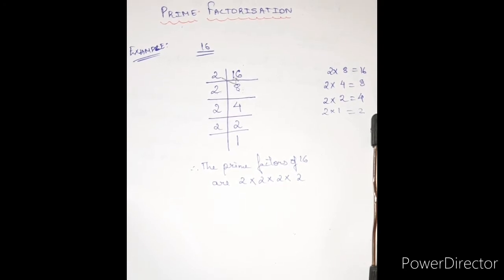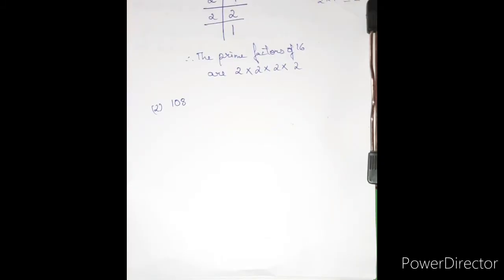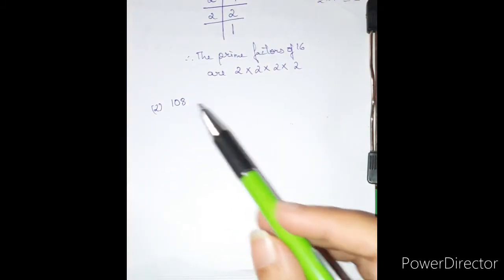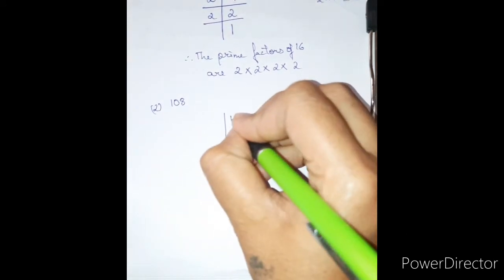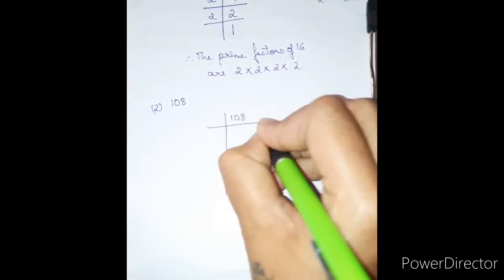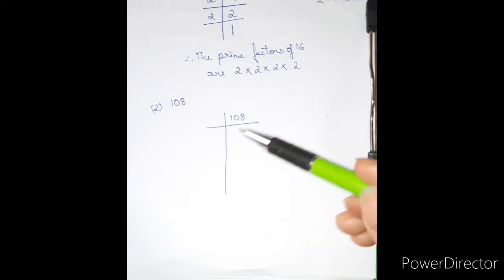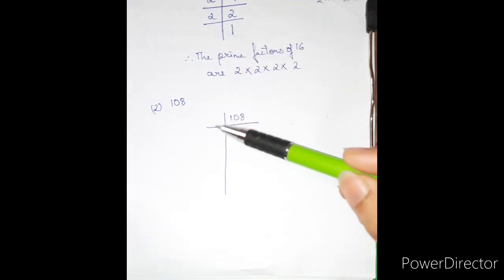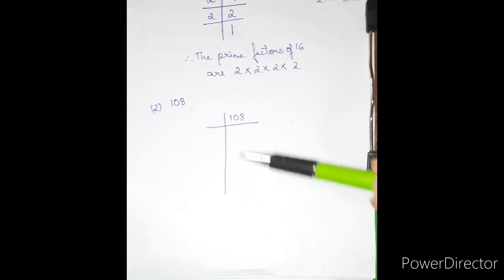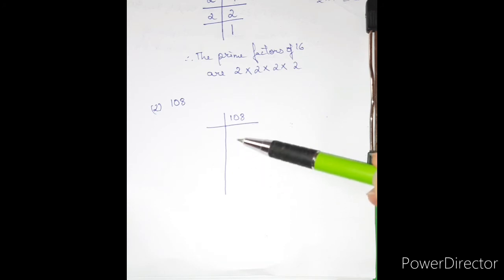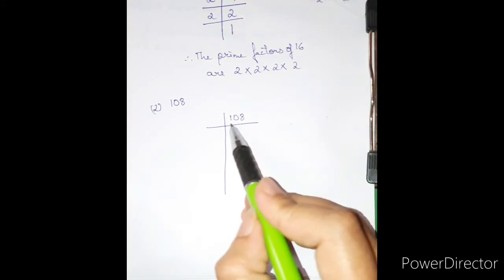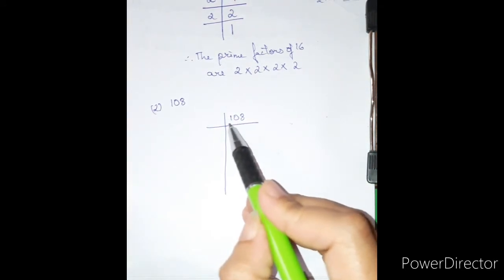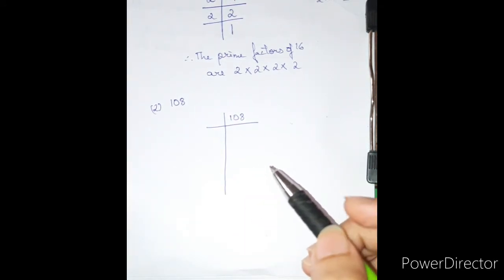Let's take another example. We have the number 108 with us. Now how will I do the prime factorization? First, write the number down with the solving part. The prime numbers will come on one side, whereas how many times it is getting factorized at each step will come down here till we get 1. We have to factorize 108 by the prime factorization method.